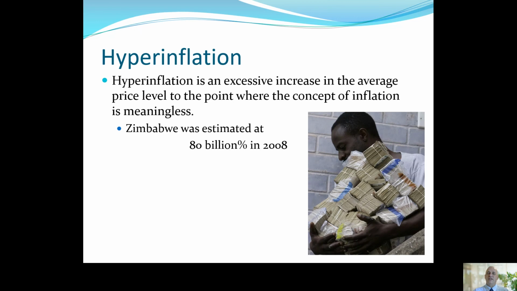Another concept dealing with inflation is the concept of hyperinflation. And this is where the prices are rising so quickly that the whole idea of inflation just doesn't make any sense. So for example, Zimbabwe in 2008, prices were rising at an estimated 80 billion% per year. Prices were rising that quickly. So this picture would show somebody who is taking his currency. He's lost a lot of purchasing power. That's a gentleman who is buying a loaf of bread. That much currency would have been required to purchase a loaf of bread.